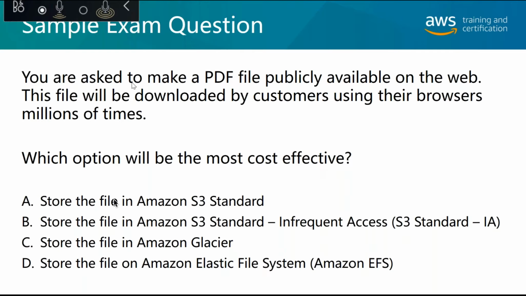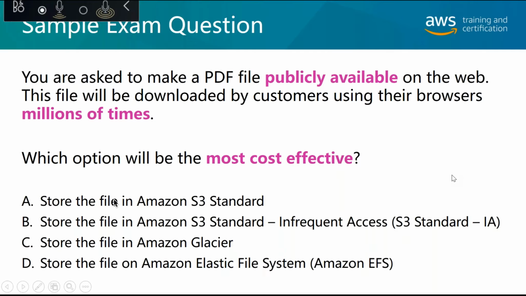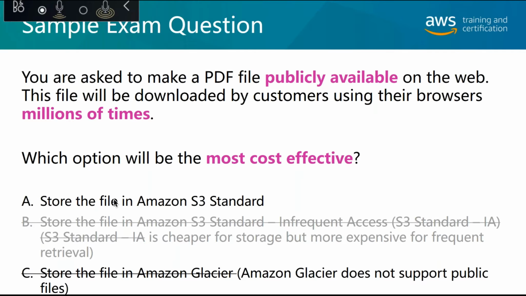Anyway, so exam question. You are asked to make a PDF file publicly available on the web. This file will be downloaded by customers using their browsers millions of times, right? So which option will be the most cost effective? So let's take a look at this. It is going to be publicly available on the web, and this file will be downloaded by browsers, and we want the most cost effective. So here we just need to be careful a bit.